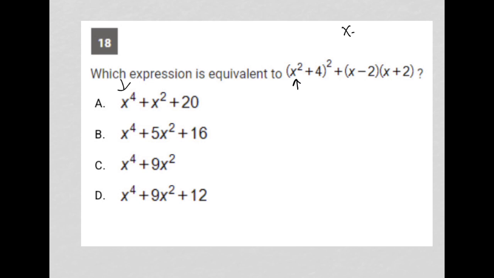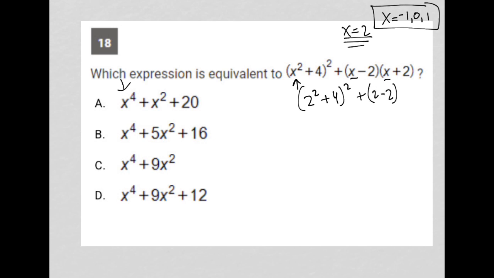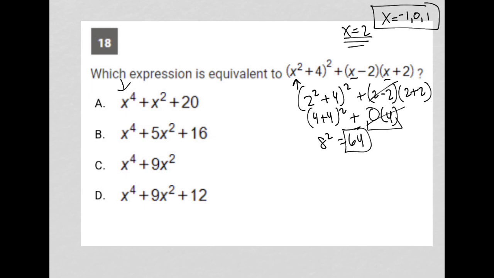So I'm going to just say x equals 2, which is my favorite number to use. I never use -1, 0, or 1, by the way. So x equals 2 is my favorite number. So if I were to replace x with 2 in each of these places, I'd have 2 squared plus 4 squared plus 2 minus 2 and 2 plus 2. And this would be 4 plus 4 squared plus 0, because 2 minus 2 is 0, and that times 4, which is still just 0. So I'd end up with 8 squared, which is 64, right? So when I plug in my own number 2, the question ends up being 64.